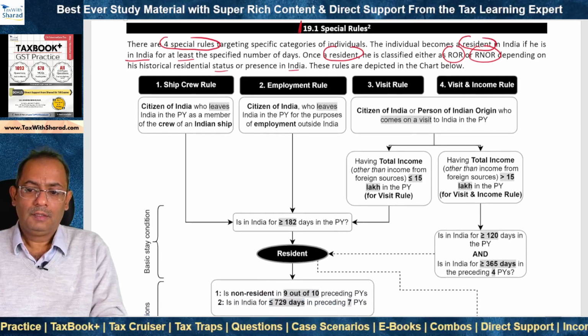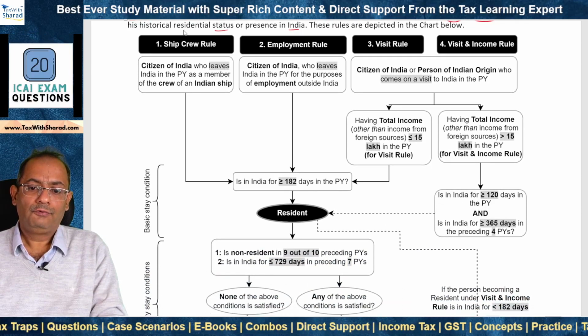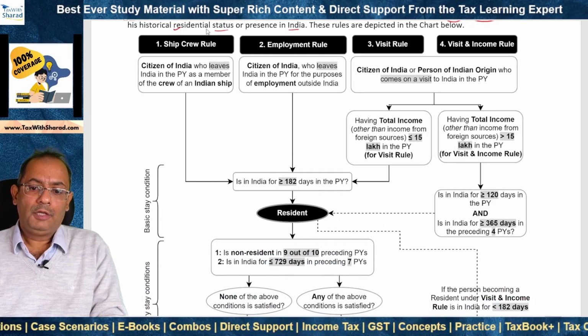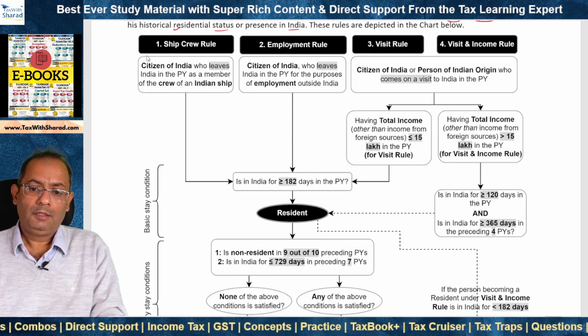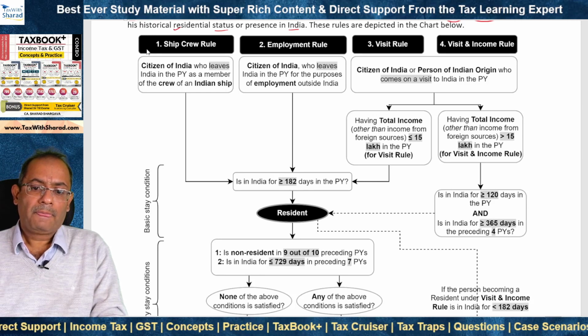And these rules are depicted in the chart. So we'll now look at the chart. What are these 4 rules? Ship crew rule, employment rule, visit rule, and visit and income rule. These are the 4 rules.